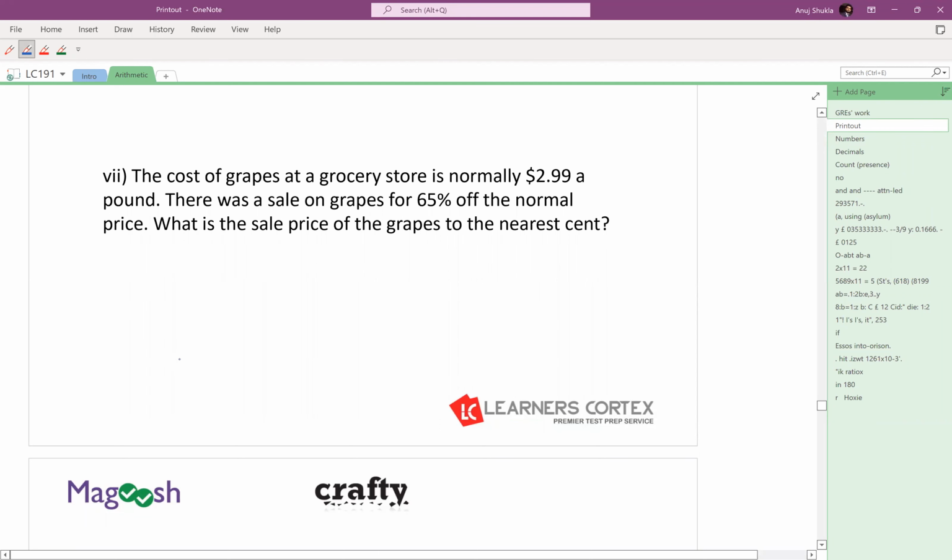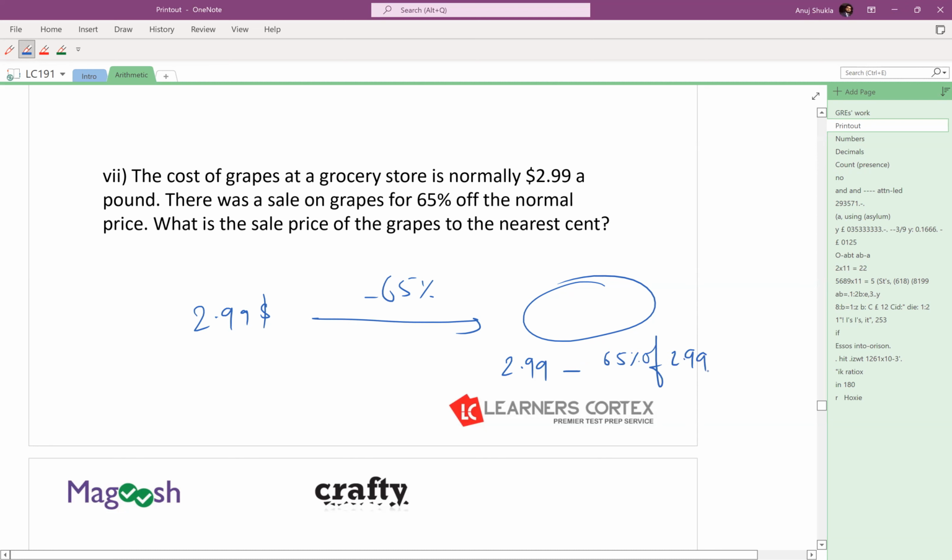The cost of the grapes normally is $2.99. Okay. Sale means minus 65% off. Then what is the sale price? What is the sale price? Sale will be 2.99 minus 65% of 2.99. Or you can say that this is 35% of 2.99. Solve this, we'll get the answer.